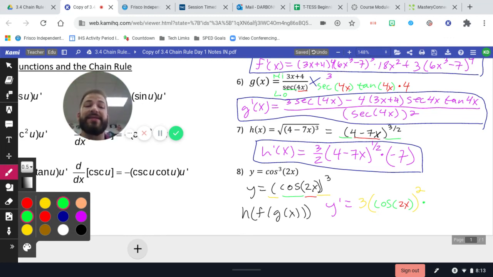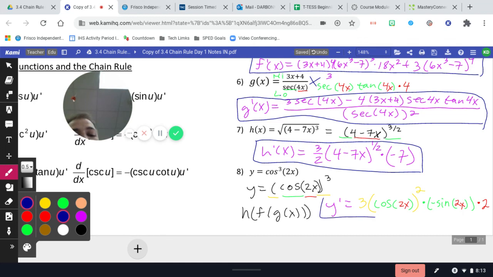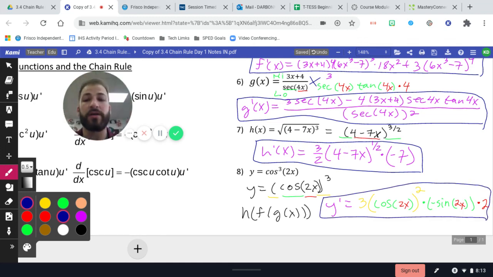Now my inside is cosine of 2x, so now I'm deriving cosine of 2x. To derive cosine of 2x, I derive the cosine, so negative sine. The inside of that function stays the same, so 2x is still 2x. Now I'm multiplying by the derivative of the inside of negative sine of 2x, which is just 2x. The derivative of 2x is 2. Hopefully you can see that we just worked our way in shell by shell to find our chain rule derivative.